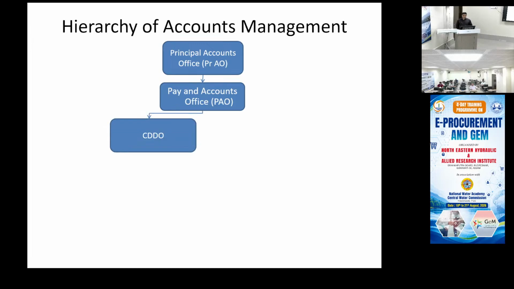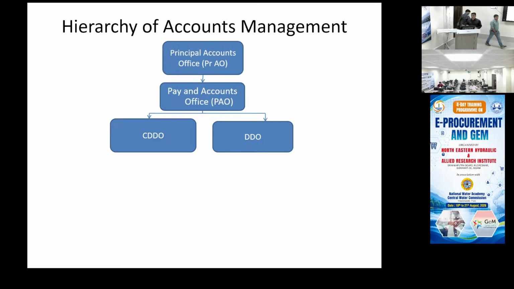Now each PAO has a CDDO, that is a Check Drawing and Disbursing Officer, or a DDO. A Check Drawing and Disbursing Officer is like a representative of a PAO in another place. For example, I will take the example of CWC. The PAO for CWC is in Delhi, and the PAO has its bank, so whatever receipts come in the form of cash or check or DDs, the PAO will deposit into its bank.